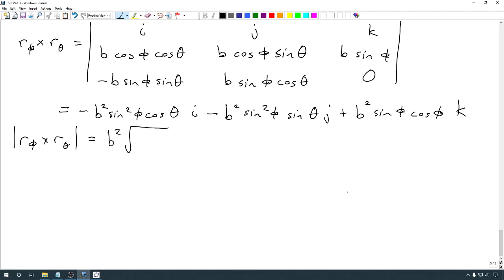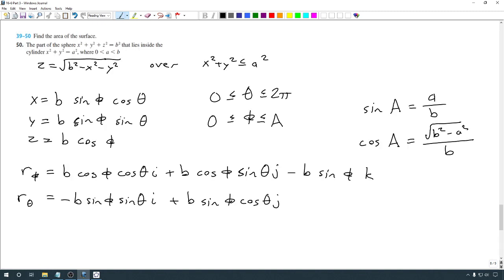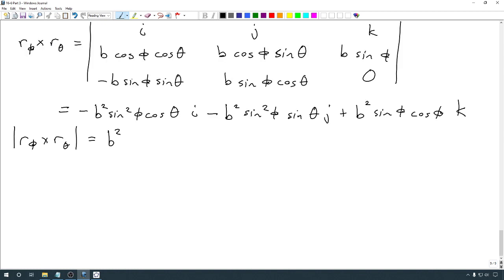In fact, we also can even pull out a sine of phi. Everything has a sine of phi in it, so I'm going to pull that out as well. Note here, sine of phi is a positive value because we are working from 0 to a, where a is actually the inverse sine of something that's between 0 and 1. Keep in mind that that's why we had a between 0 and b. So I can go ahead and pull that out just as a sine of phi.